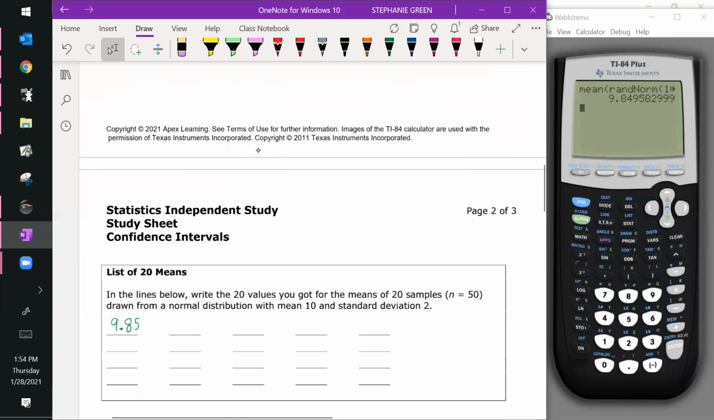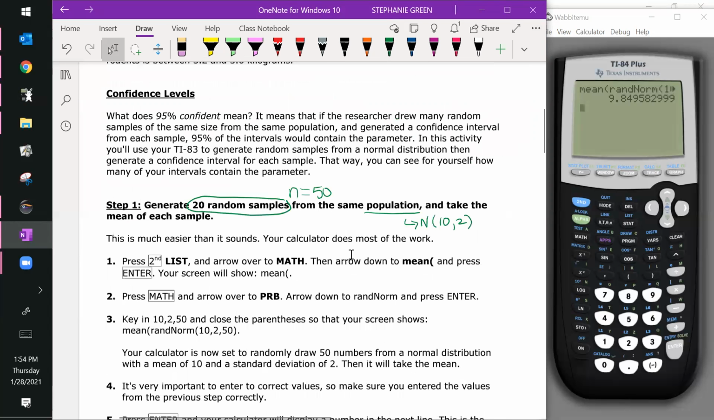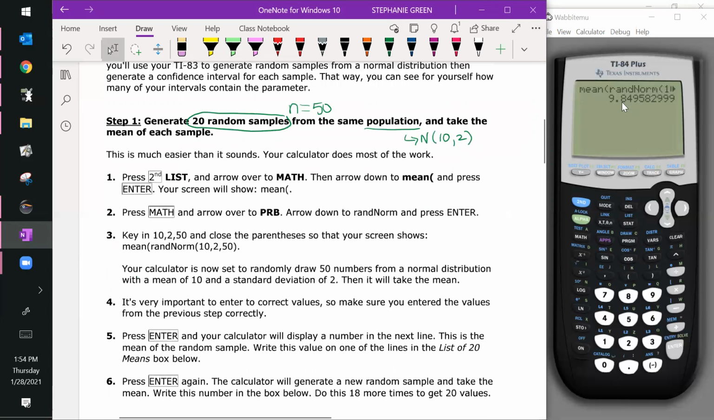Of course, if you do this same thing, because this is a random sample generated in here, your number is going to be different, guaranteed. Something's wrong if you get the same number as me, because it should be completely random. It should be close to 10 though, because 10 is the population mean. So we expect each of these to be somewhat close to our population mean. But I need 20 more of these.